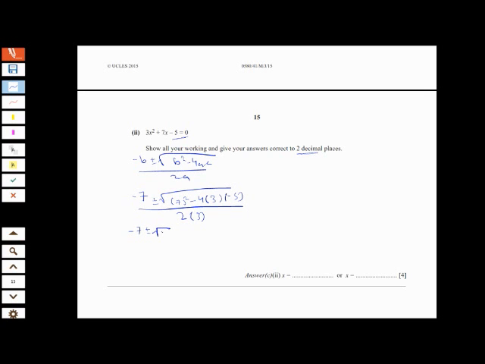And now you have to solve it twice, one time positive and one time negative. So 109, this is the positive, over 6, and then here negative. x should equal 0.7557. They want two decimal places, so 0.76, and then negative 2.91. Those are your answers.